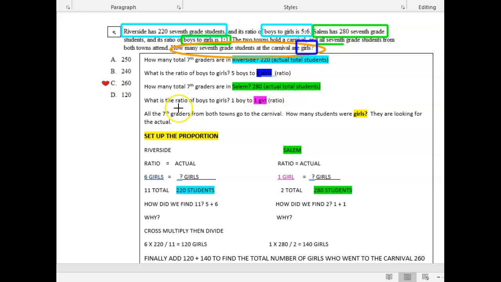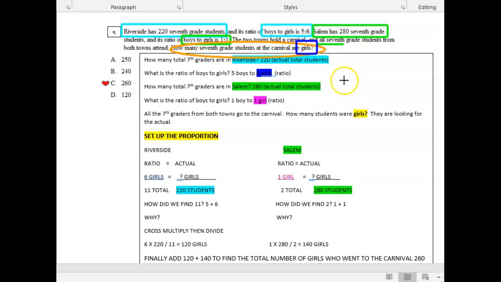What is the ratio of boys to girls? 1 boy to 1 girl. So for every one boy, there's one girl. Okay? Now, it says all of the 7th graders from both towns, they go to this carnival. So I already know that if I add 280 and 220 together, I will get the total number of students who attended the carnival.